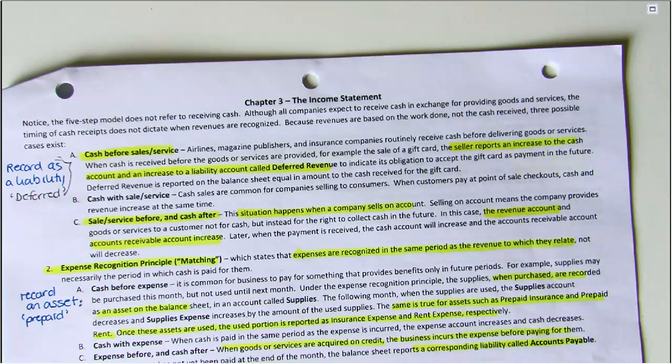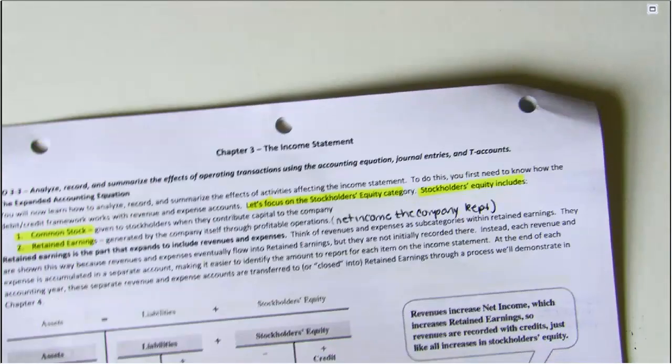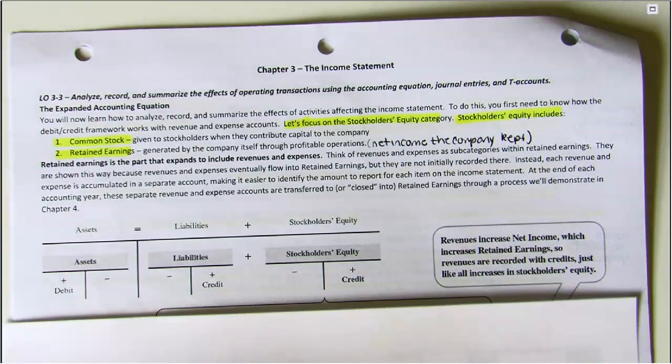Okay, so now you know when to record revenues, when the performance obligation is satisfied. But how do you record them? Well, we're going to flip to page 4 of our notes. And I'm going to cover up part of those notes with a piece of paper here.